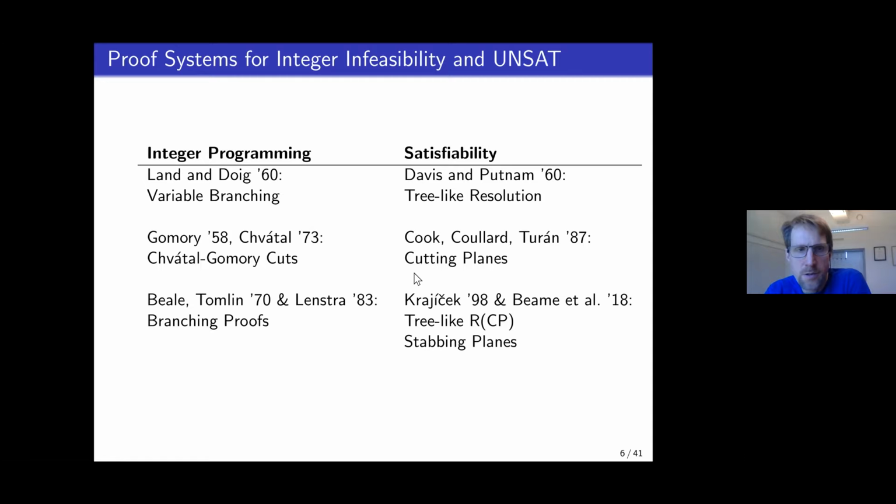Can I ask you a question? Yeah. So when you say branching proofs on the integer programming side, what is meant by that? Is it like a proof system in the propositional proof complexity sense or something else? Or what kind of theoretical investigations are made on these?